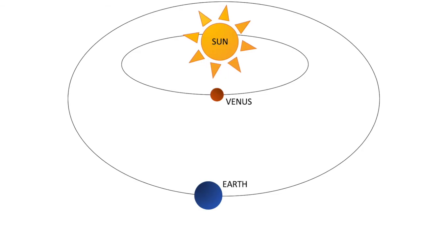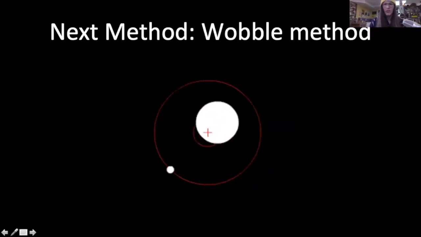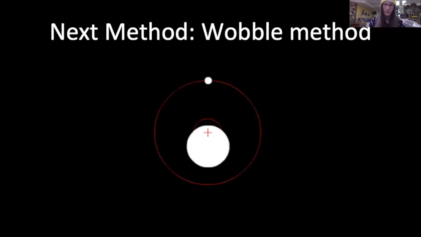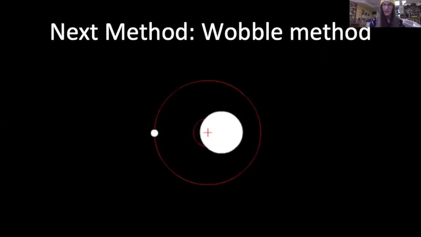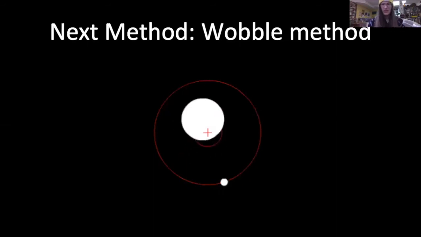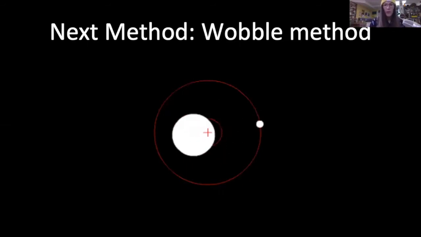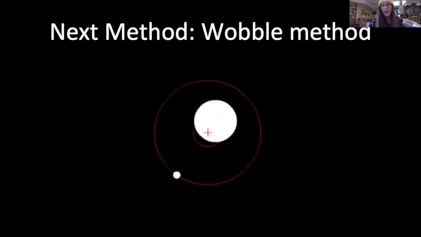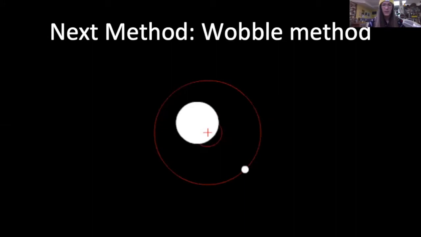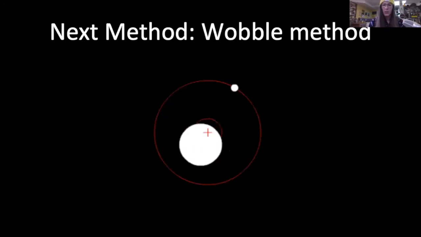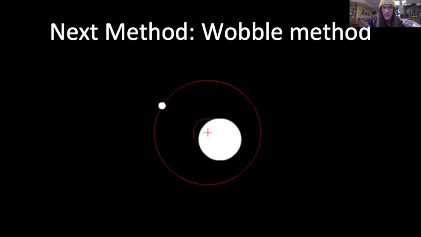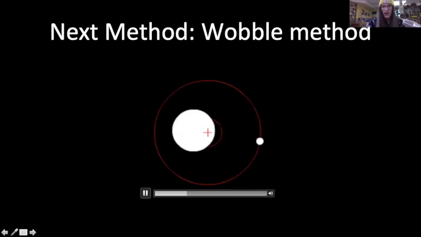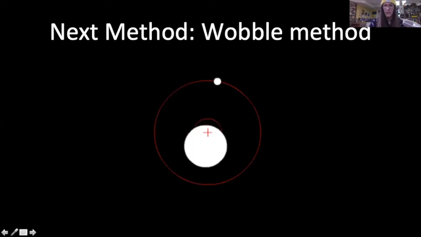The next method is what we call the wobble method, or in scientific terms, we call this the radial velocity method or the Doppler shift method. There's a few names for it, but I'm going to call it the wobble method because that sounds more fun. So the wobble method is all about looking at the star and how it wobbles when a planet is going around it. So believe it or not, even though a star is so big, a little planet will still have a tug on that star, making it wobble.